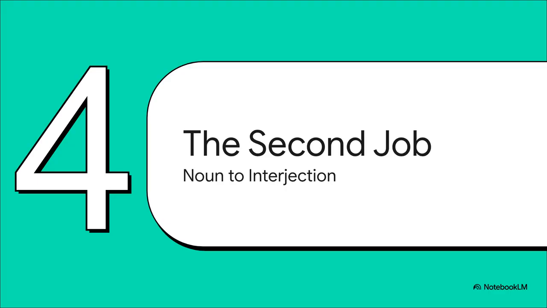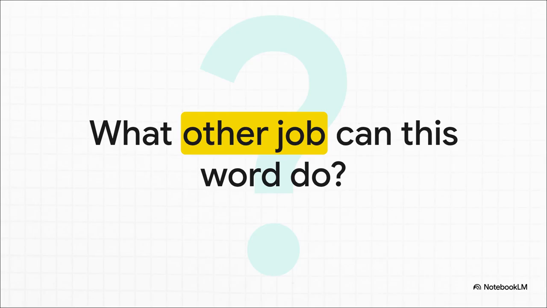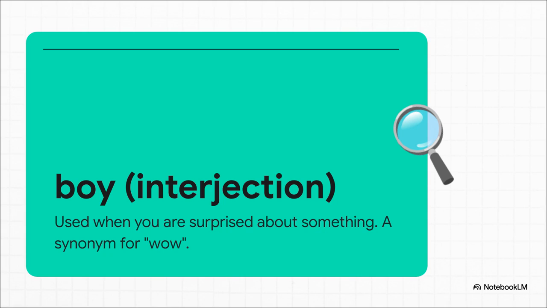All right, so we've looked at the sound, we've looked at the meanings and connections of boy, the noun. But, like I hinted at before, this word is actually holding down a completely different job that we use constantly, maybe without even noticing. Just think about it for a second. Beyond describing a person or an animal, where else have you heard the word boy used? Usually right at the beginning of a sentence to show some kind of feeling. And there it is. Boy has a secret identity as an interjection.